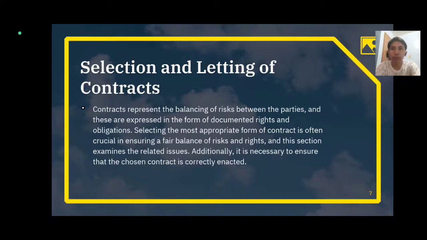So yun sa topic na to, dapat yung selection and letting of contracts, siya yung binabalance niya lahat ng risk ng company sa mga auditor, ganun. Then, pipiliin niya yung pinaka-appropriate doon.